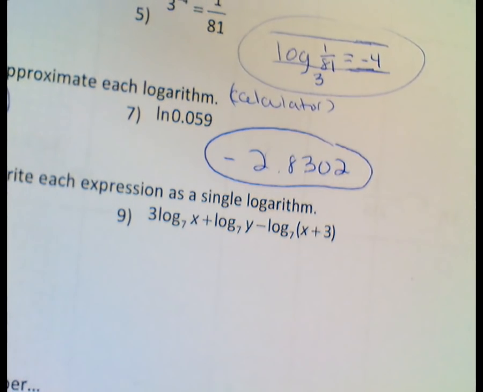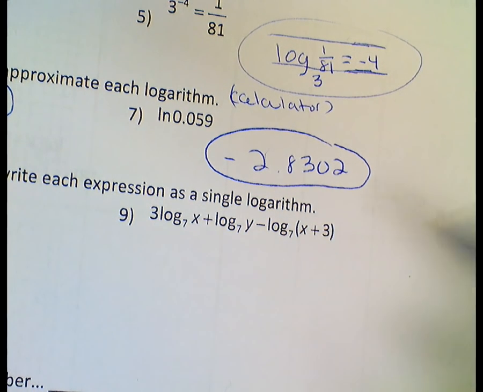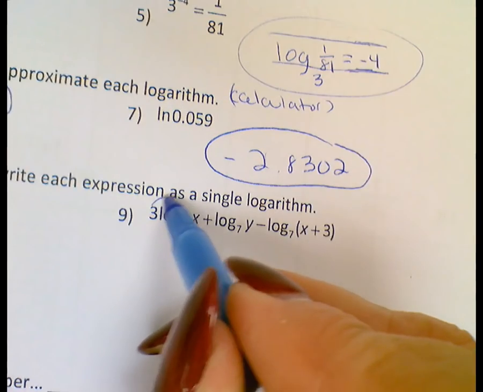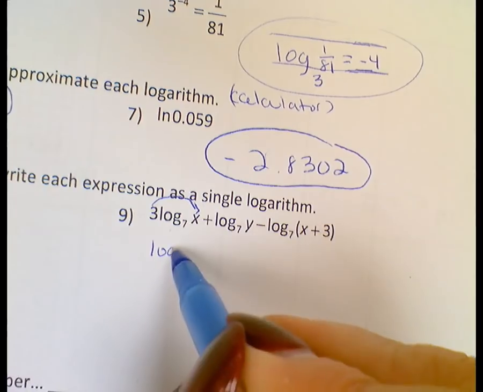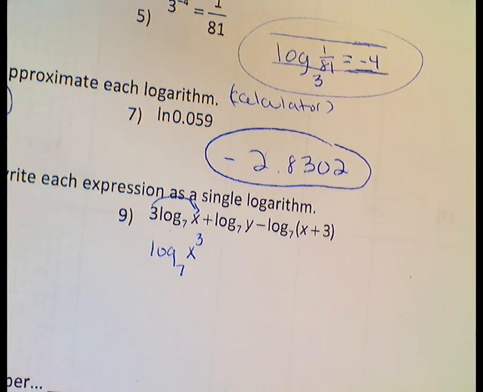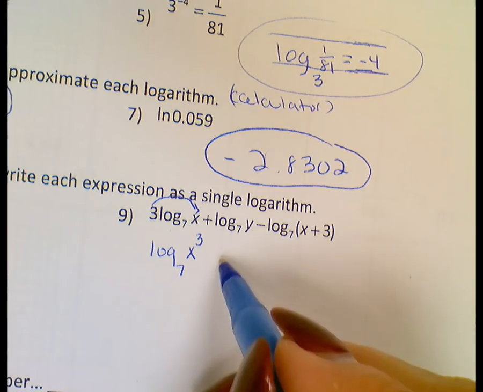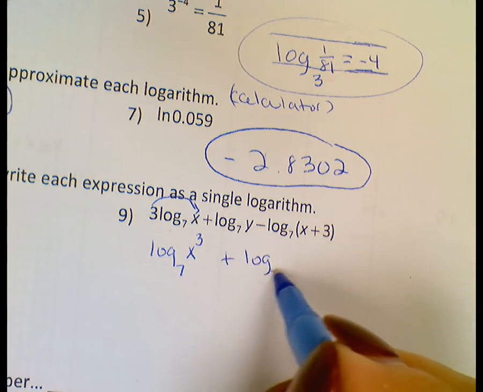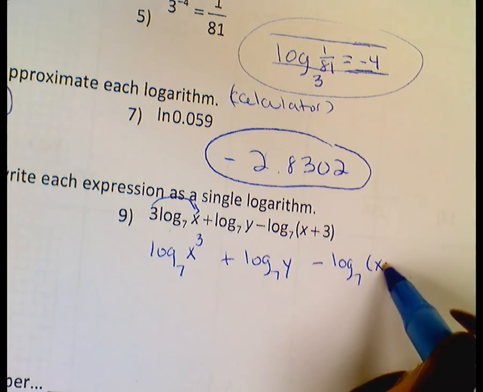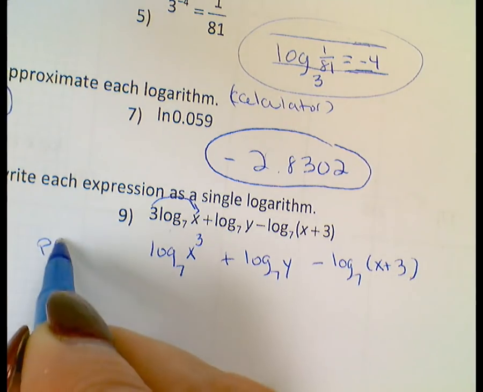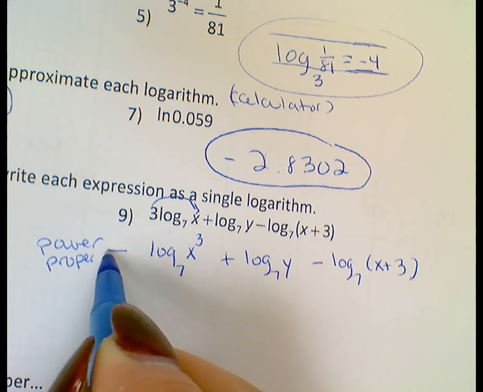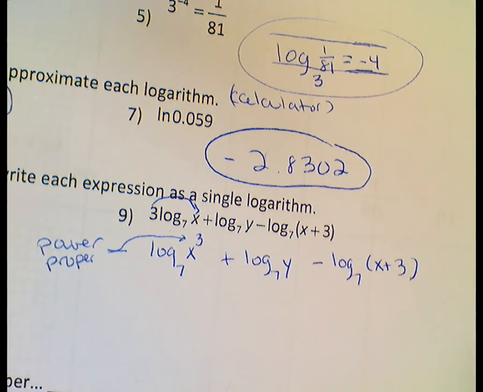Now, the next one is a little bit harder. We have lots going on here. We have 3 logarithms. Do you see that? This 3 is an exponent. So the first thing I'm going to do is write log base 7 of x cubed. That's called the power property. I'm not going to do anything to change the second one yet, and I'm not going to do anything to change the third one. The only thing I did for the first one was the power property.